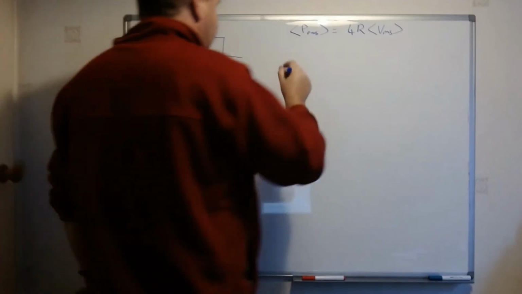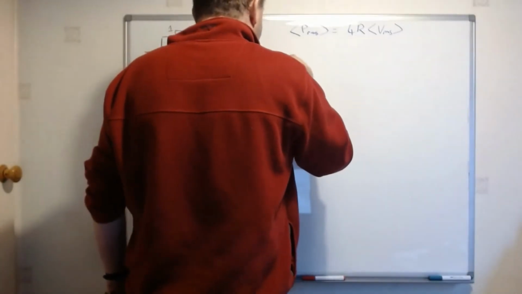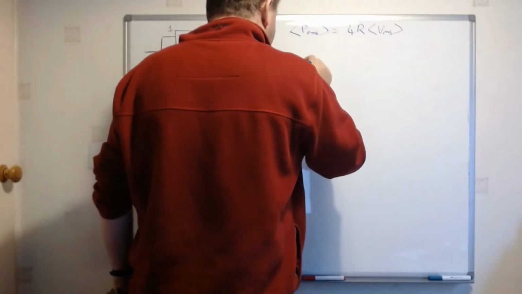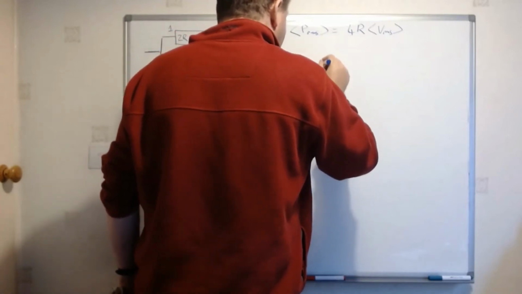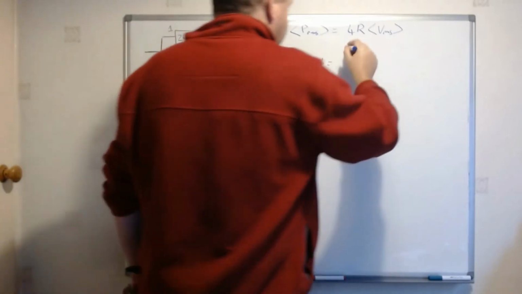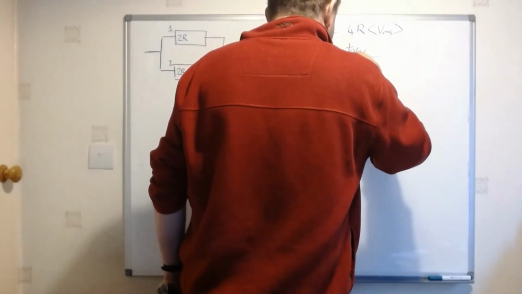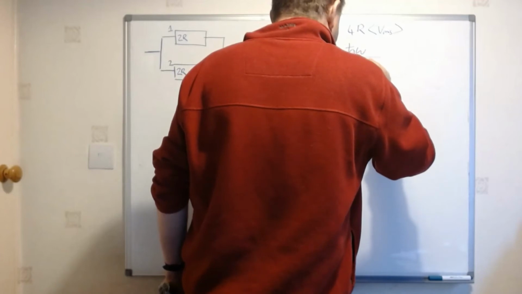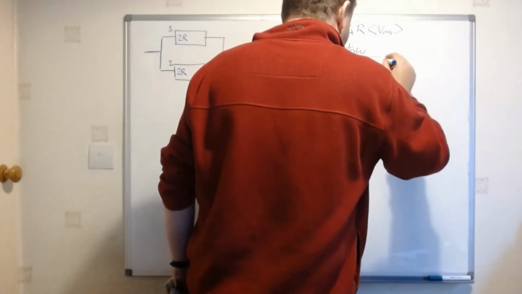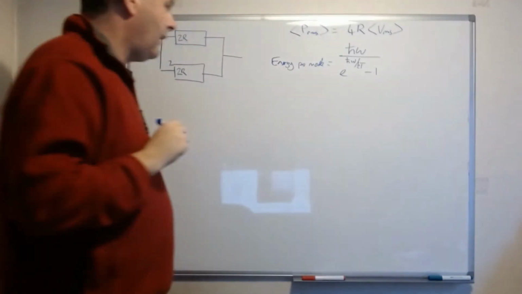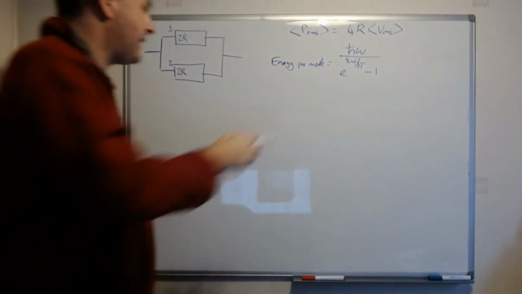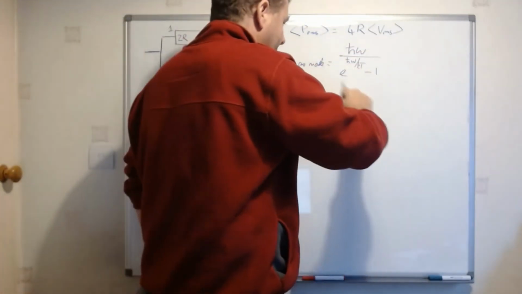So we can say that the energy per mode is going to simply be given by h bar omega over e to the h bar omega over kT minus 1. And then so this is the energy per mode, and this is the probability that that mode is occupied.